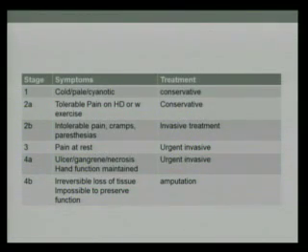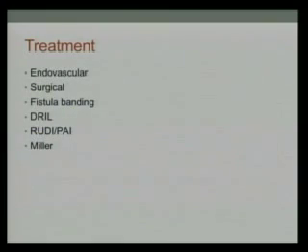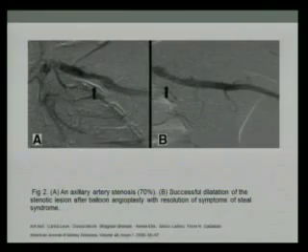4B is irreversible loss of tissue and hand function, and even if you reverse the ischemia, they're not going to regain that tissue again, so that's when the surgeons would need to consider amputation. So treatment can be endovascular, surgical, and there can be banding of the fistula inflow to decrease the flow. These are different surgical procedures we'll talk about, and this is kind of a combination surgical endovascular procedure.